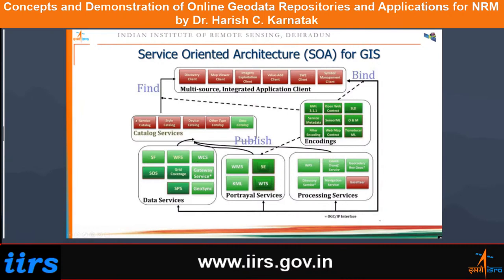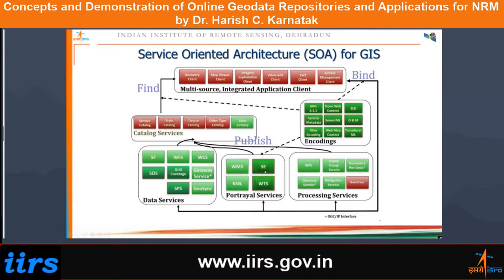So these are the typical architectures of the OGC. You can see 3 major terms: find, bind, and publish. If somebody is coming from a computer science background, they can understand that this is the same architecture we study as service-oriented architecture, or SOA. Here, the catalog is basically for searching the data, or sometimes we call it finding the data. Bind means establishing the connectivity between the users and the service data providers, and publishing is the responsibility of the data provider.